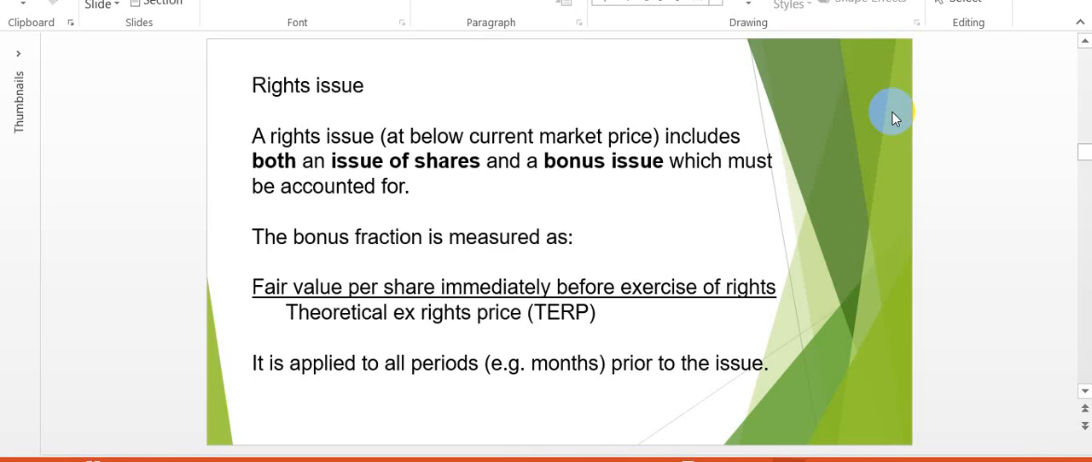So the bonus fraction is measured as the fair value per share immediately before exercise of rights divided by the theoretical ex rights price, or the TERP. This should be applied to all periods, e.g. months prior to the issue.